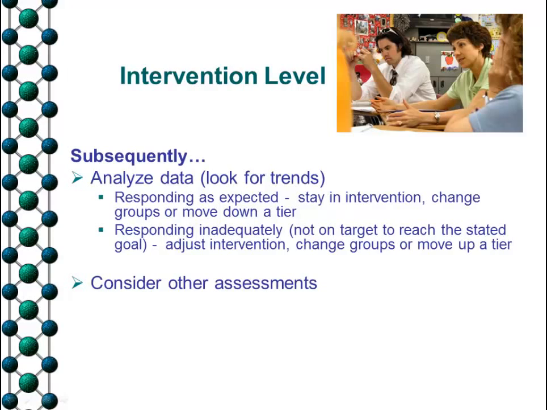If they're responding inadequately, they're nowhere near the target you've set them to reach, you either need to adjust the intervention, increase its frequency, make the group smaller, maybe change the instructional strategy, or even consider other assessments because maybe you didn't guess where that student's discrepancy started or where that skill deficit started. So an intervention level meeting is kind of like your check-in. Is the plan we put in place for these intervention groups working? And if it is, do we make any changes? And if it's not, what changes do we make?